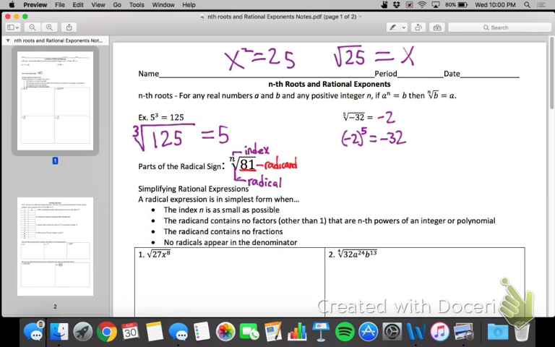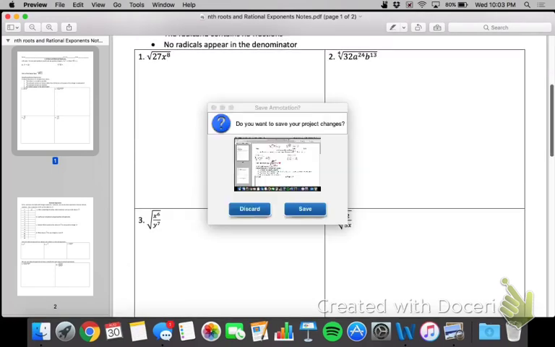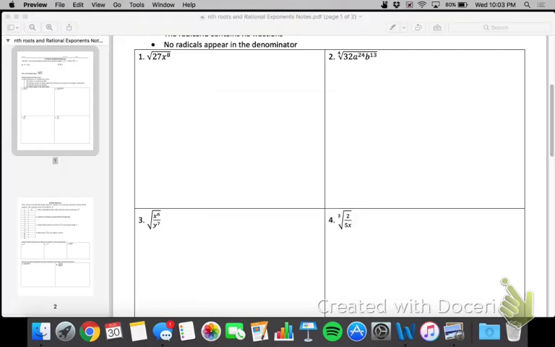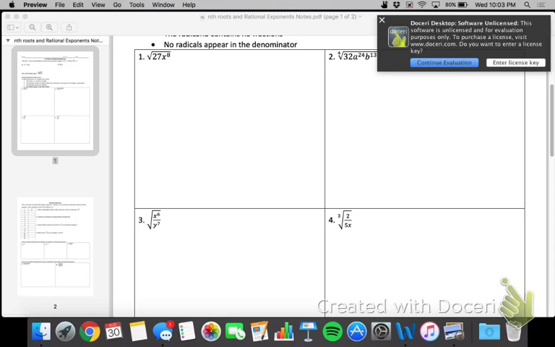Okay, so in simplifying radical expressions, just like when you simplify square roots, you want to pull out all of the factors that are perfect squares, and then you want to make the index as small as possible. And you want to make sure that no radicals appear in the denominator. The no radicals in the denominator is kind of a weird rule, but we'll get to that later.